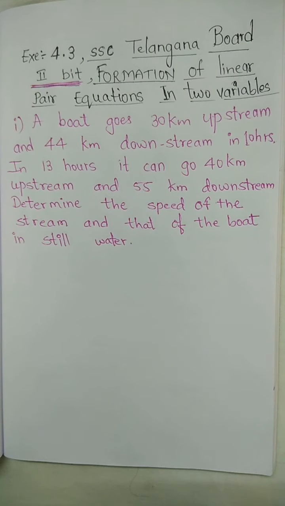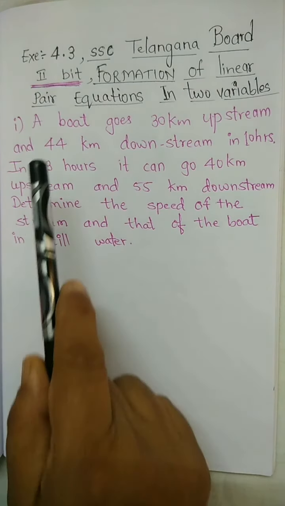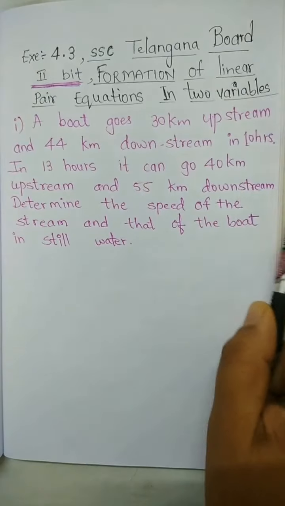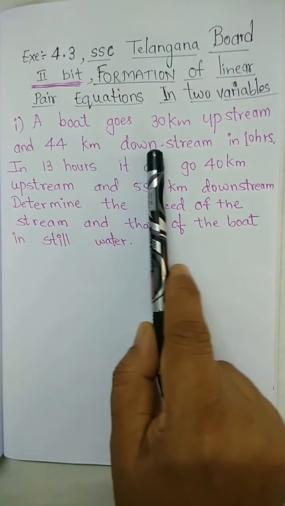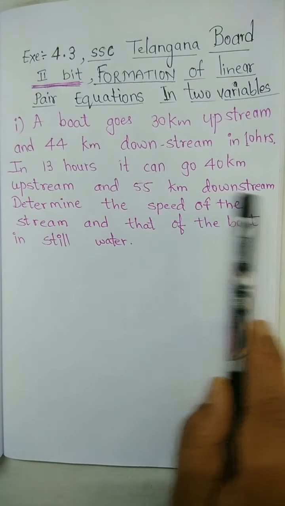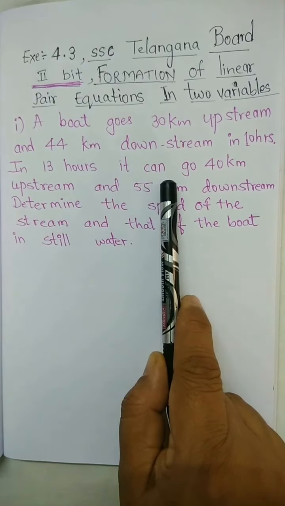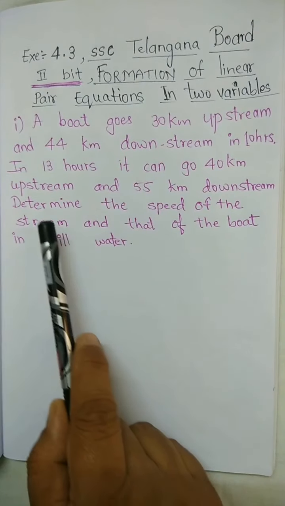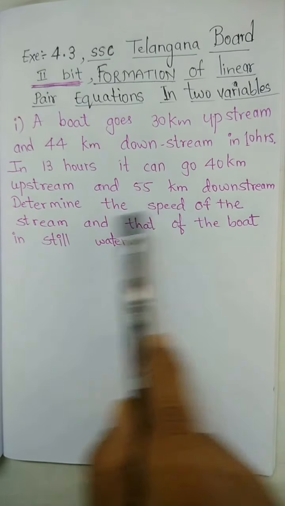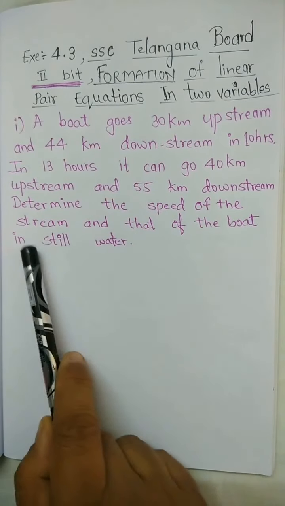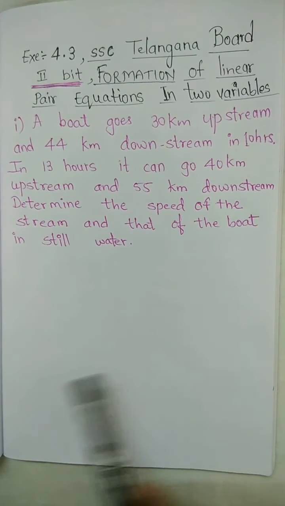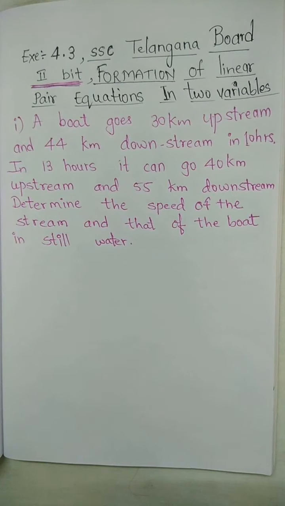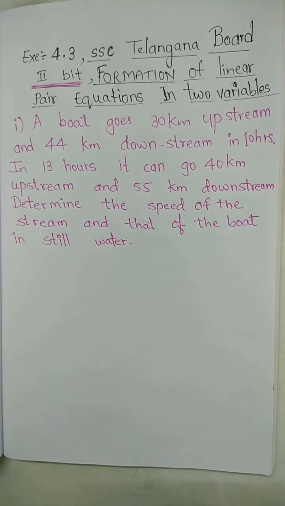Now here, let me start the problem. A boat goes 30 km upstream and 44 km downstream in 10 hours. In 13 hours, it can go 40 km upstream and 55 km downstream. Determine the speed of the stream and that of the boat in still water. Here they are saying one boat is there, it goes upstream 30 kilometers and downstream 44 kilometers, total 10 hours.